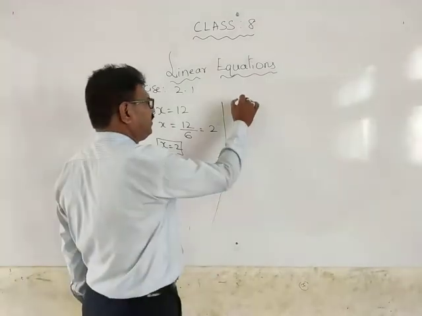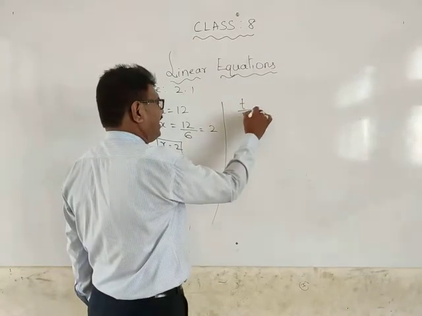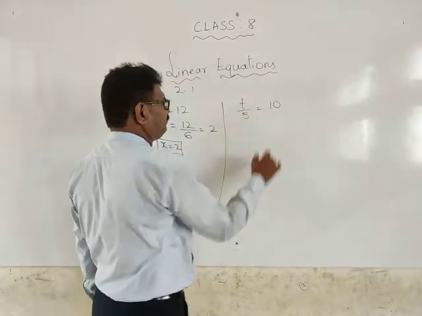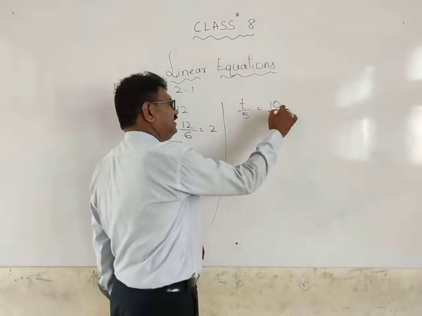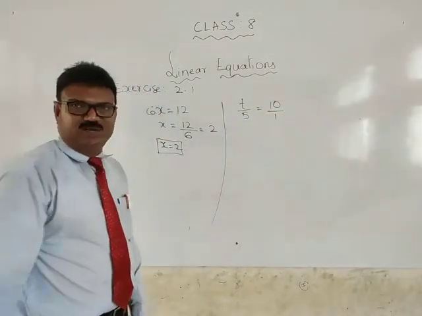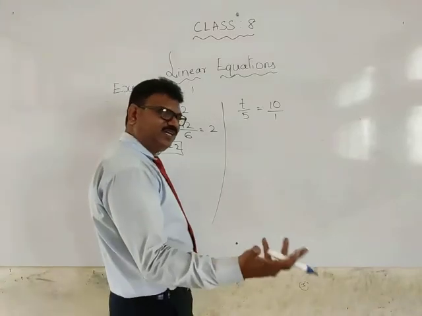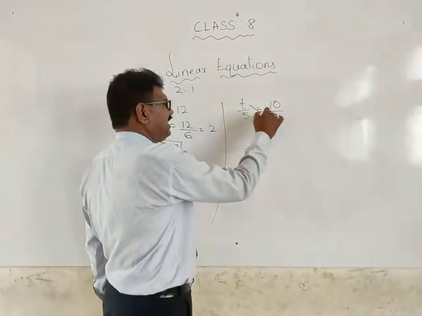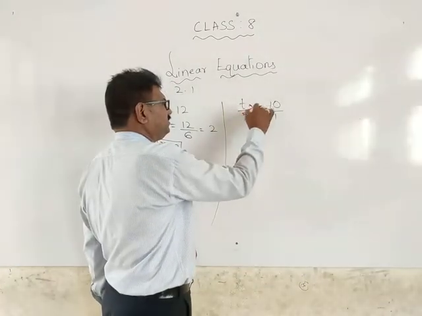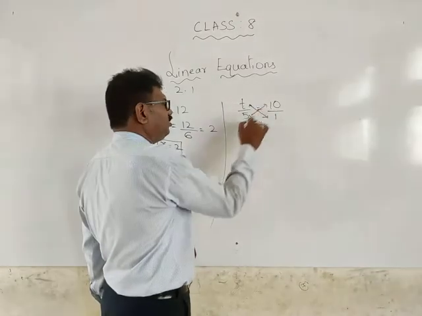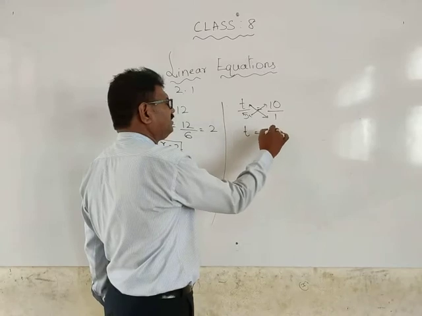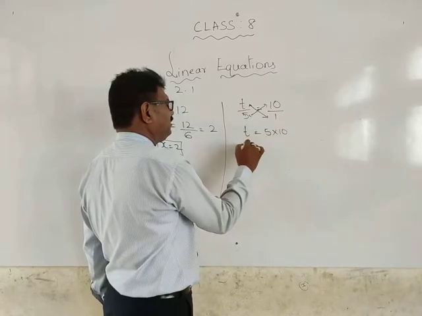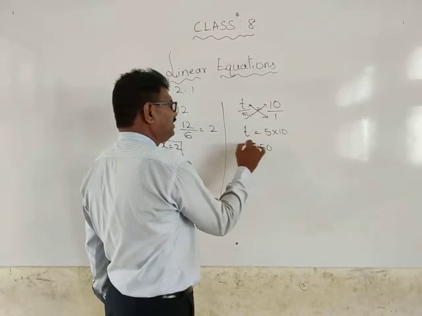Next one: t by 5 is equal to 10. Question is very simple. 10 is nothing but 10 by 1, because 10 by 1 is also 10 only. Now just cross multiplication. t into 1 is t, 5 into 10. Therefore, t is equal to 50.